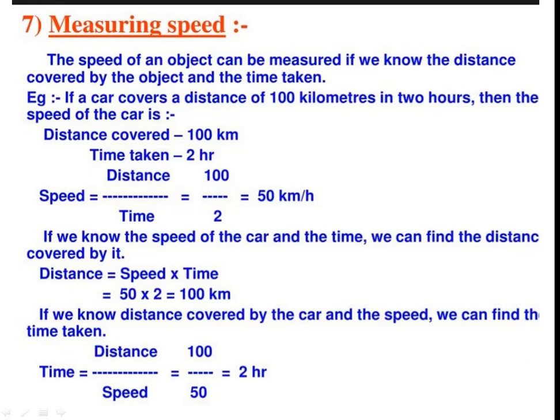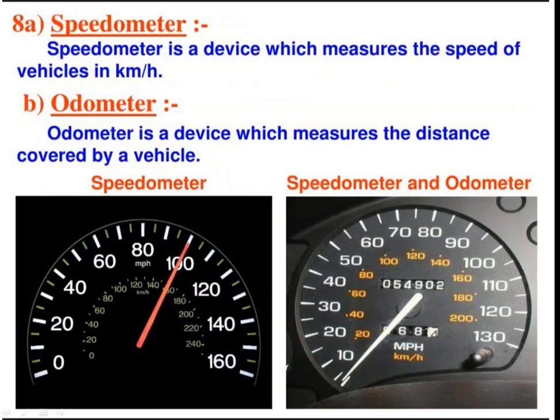And if we know the speed of the car and the time, we can find out the distance covered by it. Distance is equal to speed into time, that is 50 into 2, 100 km. And if we know the distance covered by the car and the speed, we can find out the time taken. Time is equal to distance upon speed, 100 upon 50, that is 2 hours.